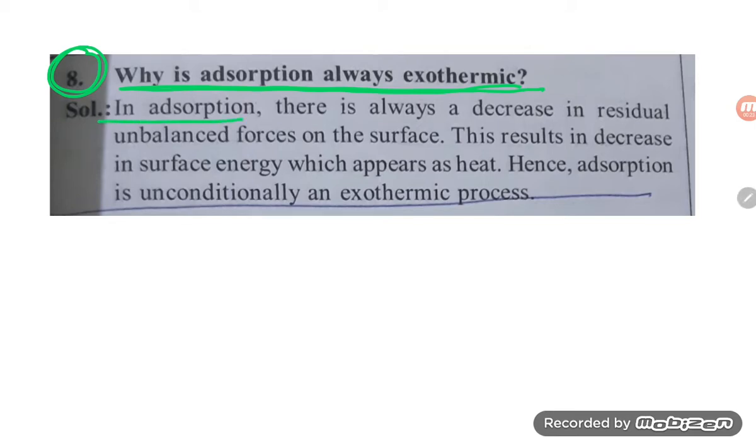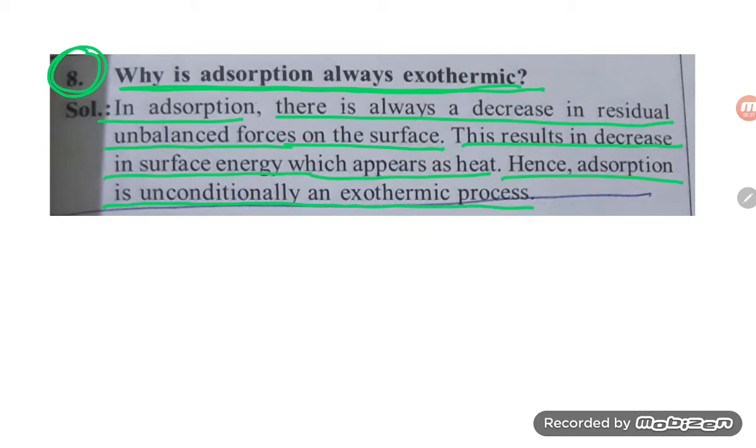In adsorption, there is always a decrease in the residual unbalanced force on the surface. This results in a decrease in the surface energy, which appears as heat. Hence, adsorption is unconditionally an exothermic process.